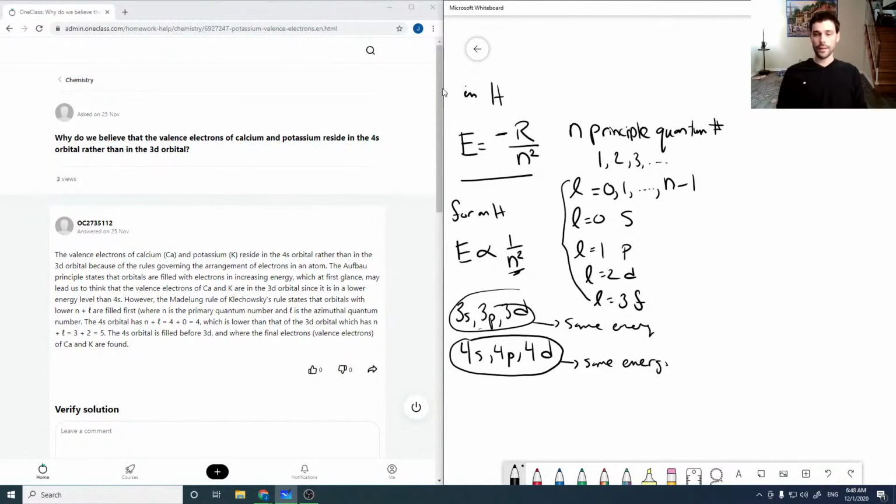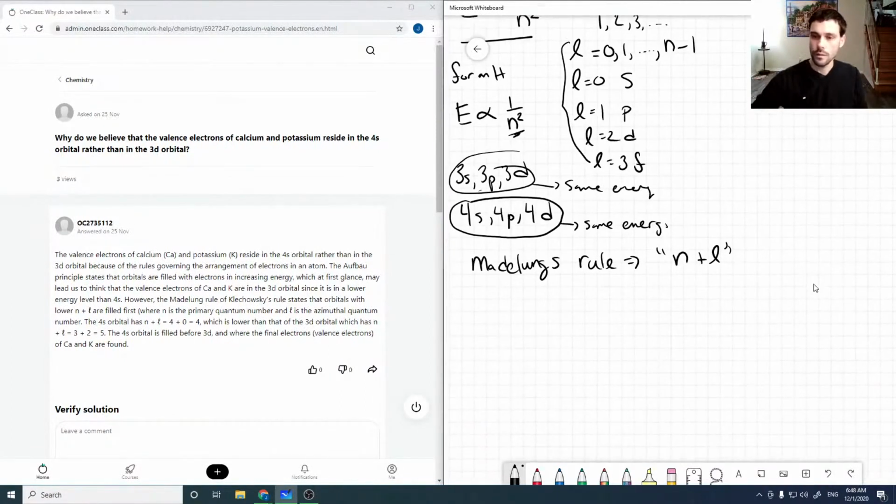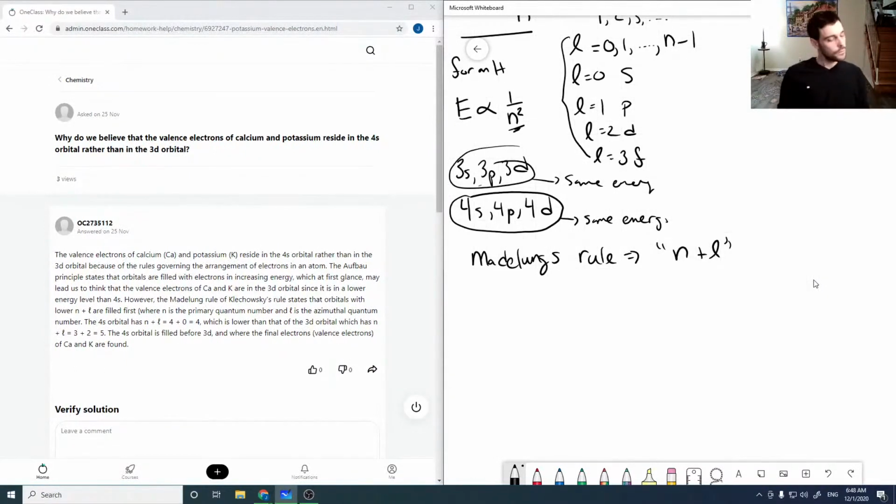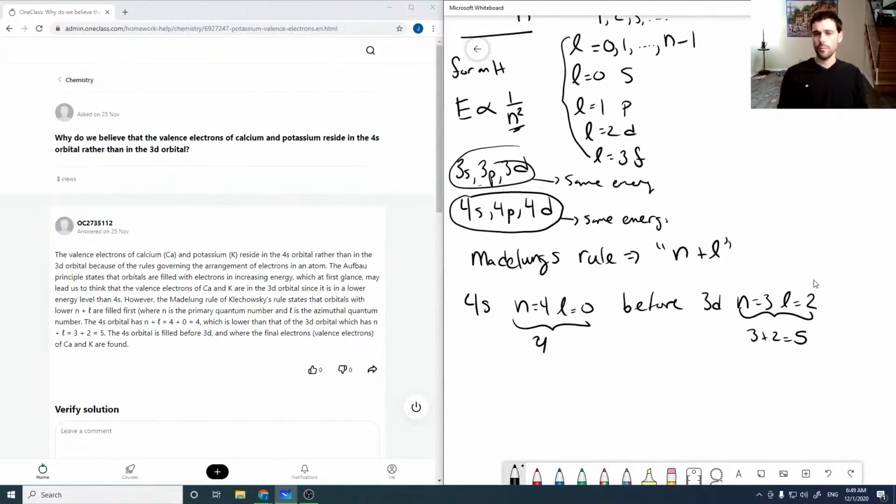Now how we can account for these easily, or remember them, is given by Madelung's rule, which states that orbitals are filled up by n plus L. And for states with the same n plus L, then we go by n. So that means we fill a 4s orbital, which is n equals 4, L equals 0, before we fill a 3d, which is n equals 3, L equals 2. So 3 plus 2 equals 5. 4 plus 0 equals 4.